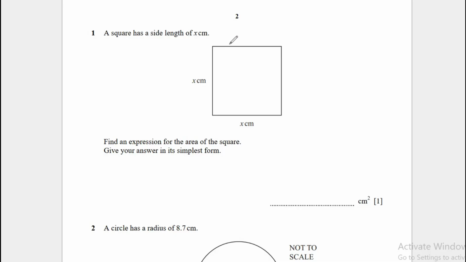A square has a side length of x. Remember that the rule to find the area of a square is side multiplied by side. So find an expression for the area of the square. We know it is side multiplied by side, that means x into x, which is equal to x squared. So that is the answer of the expression of question number 1.